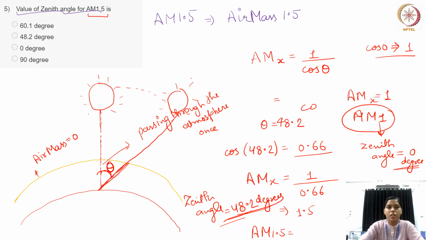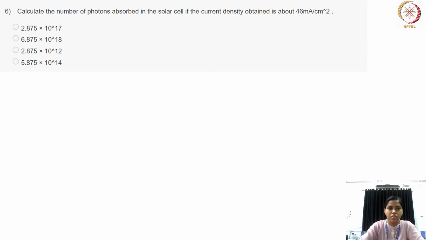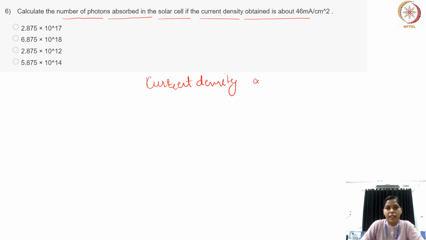Okay, so now let's move on to the next question. The next question is, calculate the number of photons that will be absorbed in the solar cell if the current density obtained is 46 milliampere per centimeter square. So the relation between the current density and the number of photons, that is basically asking you the photon flux.